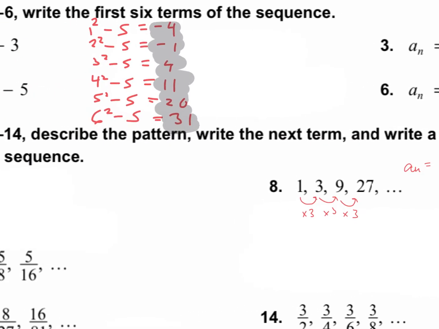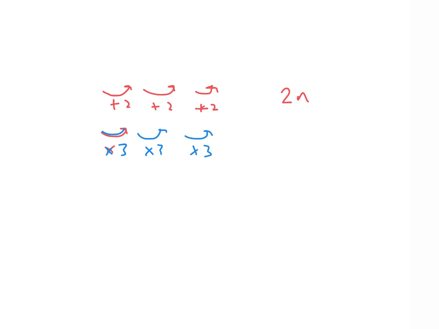Just to refresh our memories a little bit, I'm going to do that on the side. If we add from one number to the next, so let's say we add 2, add 2, add 2, to write our rule, that would be 2n. If we multiply from one number to the next, so let's say we multiply by 3 times 3 times 3 times 3, our rule would be 3 to the power of n. So that's when we are multiplying from one number to the next. 3 to the power of n.